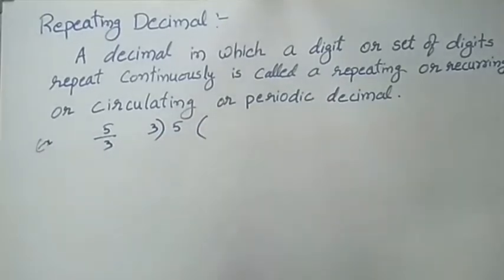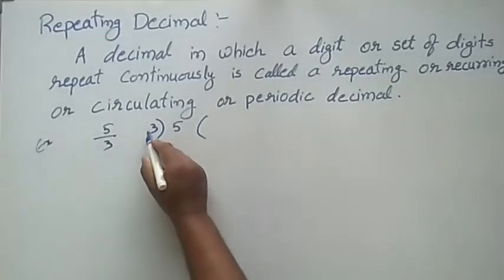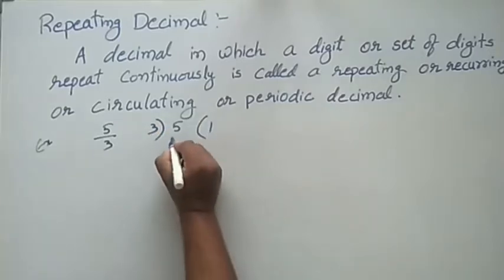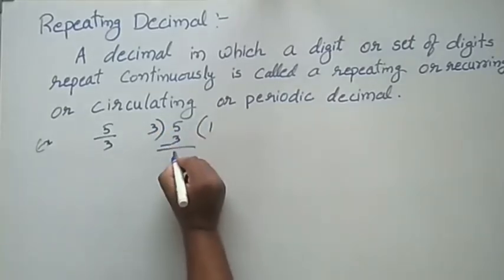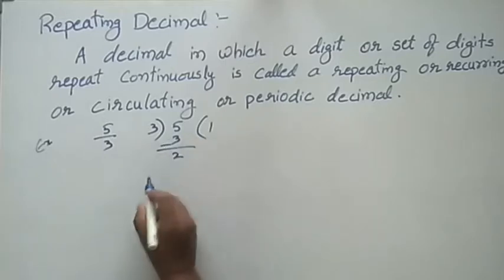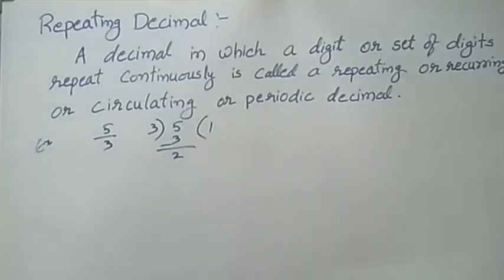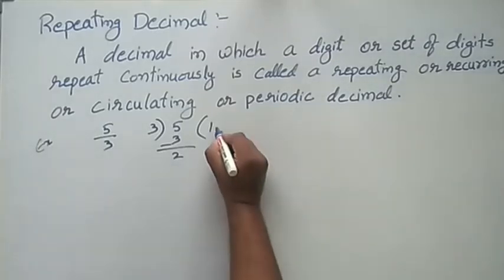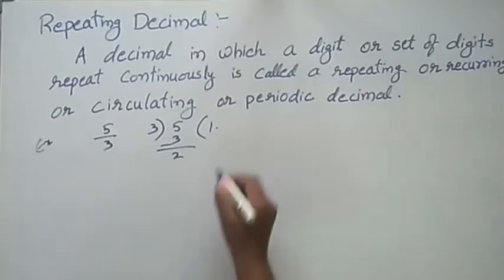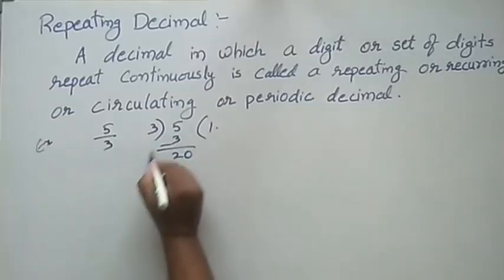So here I have taken 5 by 3. So I am using the 3 table. 3 ones 3. 5 minus 3 is a 2. See, here the remainder is less than the divisor. So then it is not possible to divide directly. So then I am taking here the decimal point. Then I can keep here the 0.